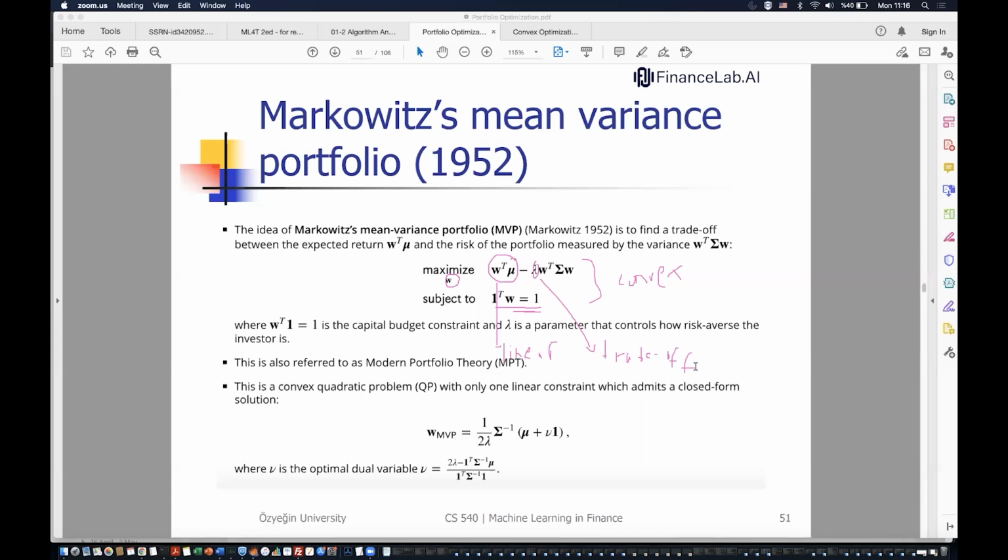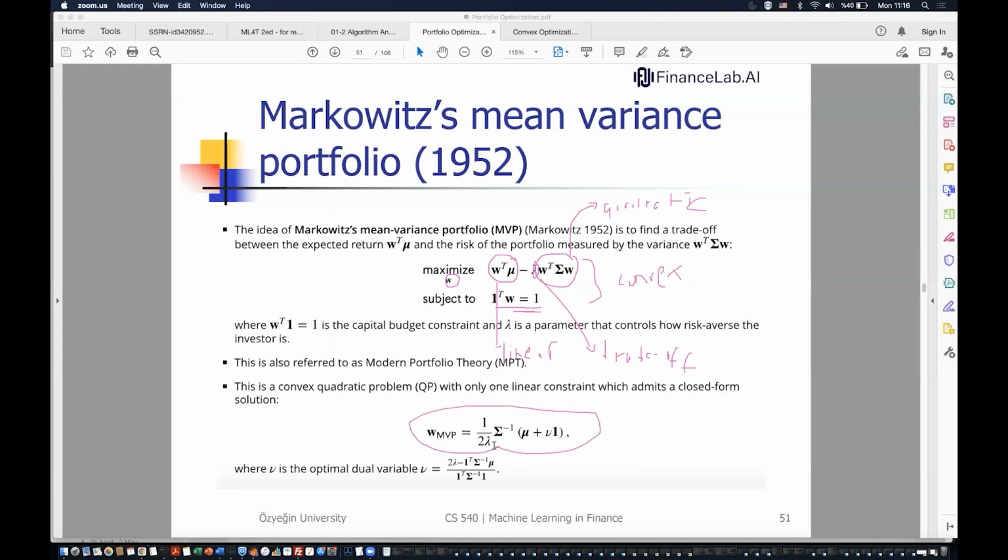So this is the modern portfolio theory. We have, again, this expression, and this W transpose times the covariance matrix times W is quadratic. So as you notice, this is quadratic. And in this case, we have a single linear constraint. And one thing about this convex optimization problem is that this expression, W transpose times the mean minus the weighted variance matrix, has a single solution. So we don't need to solve the optimization problem. It admits a closed form solution. And the closed form solution here is as follows.